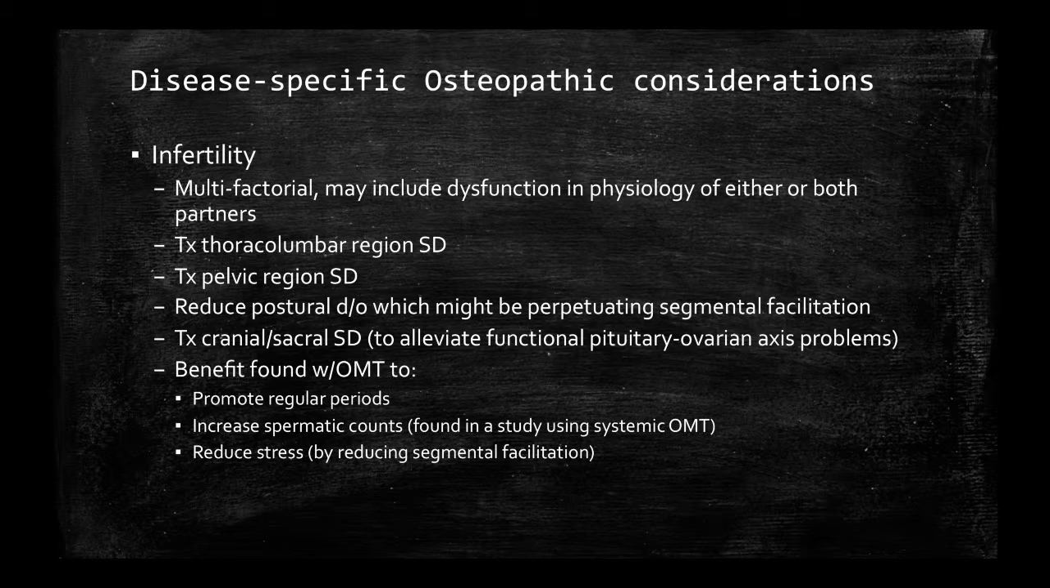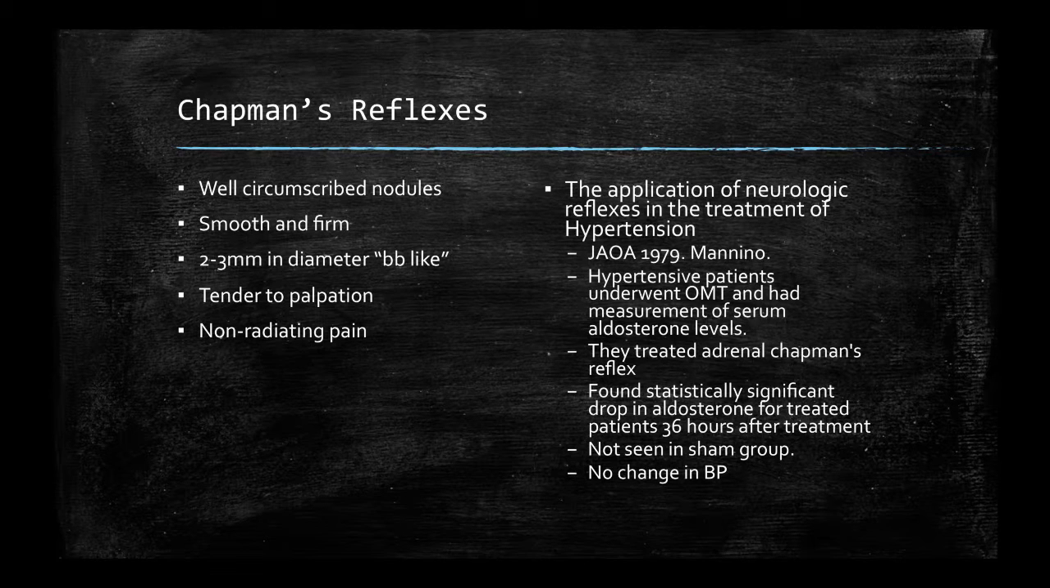And benefits have been found with OMT that help promote regular periods, have been found to increase spermatic counts, and that's found in a study just using systemic OMT, not necessarily OMT specific to the pelvic region, and also reduce stress, again by affecting segmental facilitation and reducing that in these patients. And again, as we've covered before, we'll cover again Chapman's reflexes, and now specifically for the genitourinary tract.